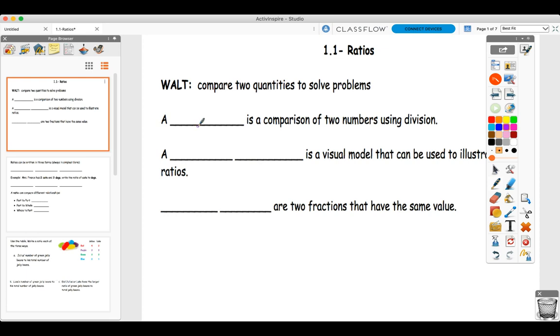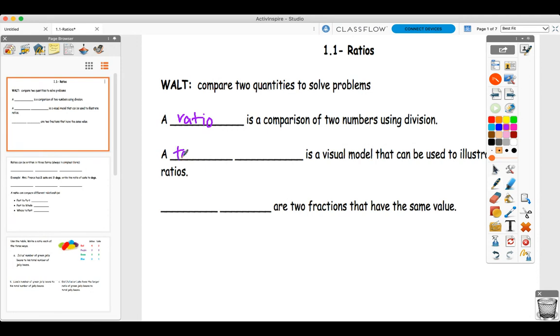Hello, students. Today's lesson is on 1.1 ratios, and you're going to be comparing two quantities to solve problems. So let's go over some key vocabulary first. A ratio is a comparison of two numbers using division.